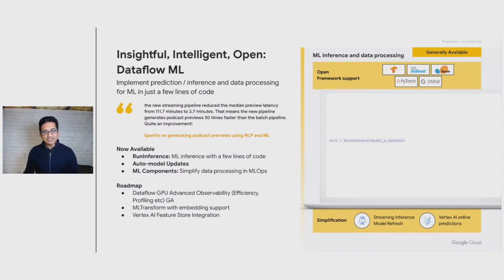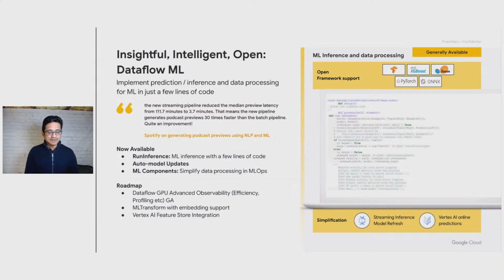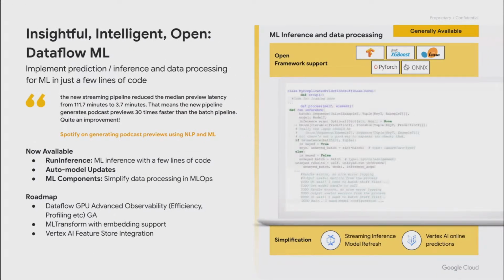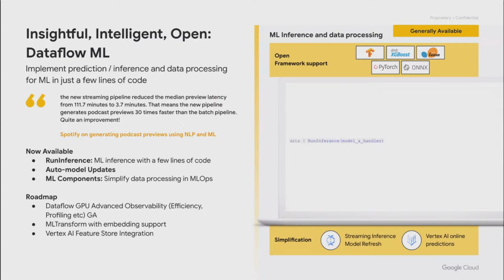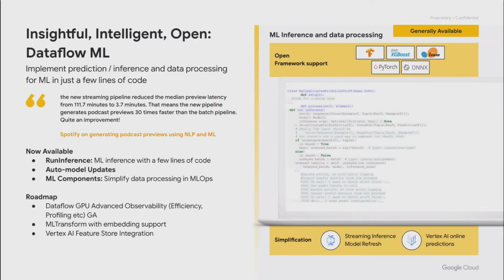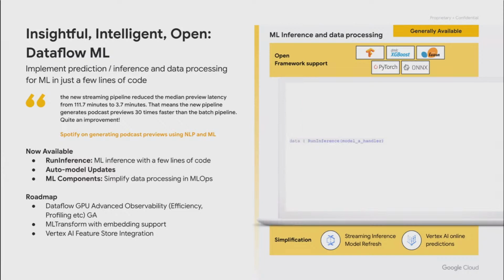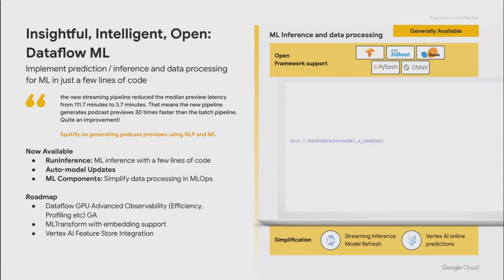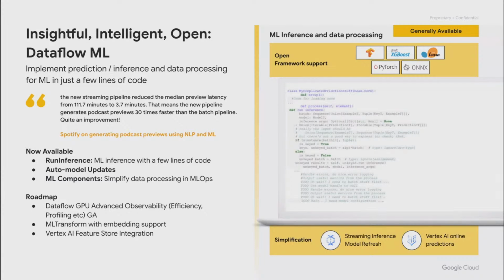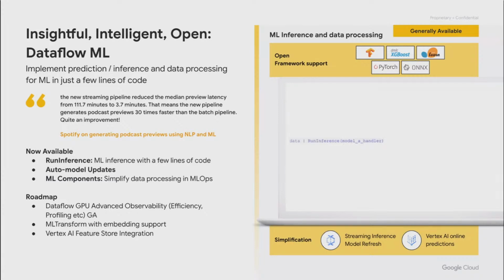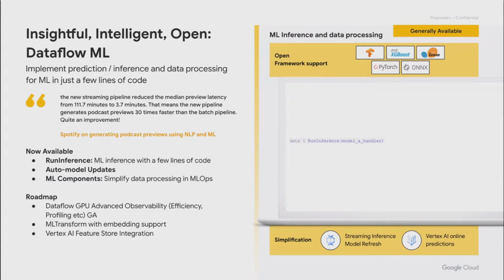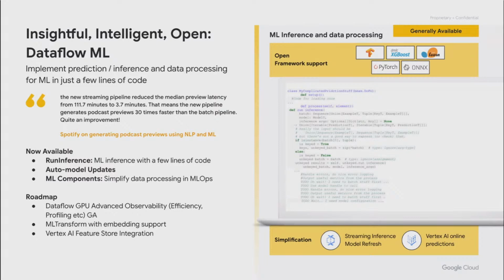Now, on the intelligence side, remember how I talked about one of the key goals for the team has been to bring machine learning to the world of streaming data. To that end, we've launched a number of capabilities in the last year, specifically a new capability called Run Inference that makes it extremely easy to integrate machine learning predictions in your streaming data pipelines. Based on user feedback, we added support for something called auto model updates, which automatically updates the model if the model were to be deployed as part of the Dataflow pipeline.